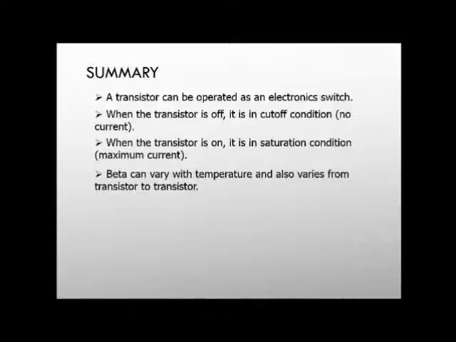Now I have missed one point. The current gain in common base configuration is alpha, which is given by IC by IE. Also, beta for a transistor is constant, but it can vary with temperature, and also varies from transistor to transistor, or with more heating of the transistor.